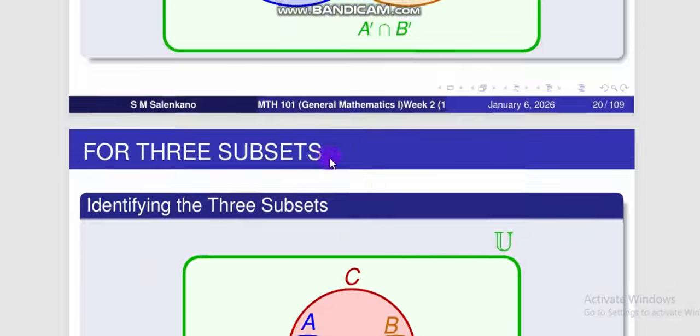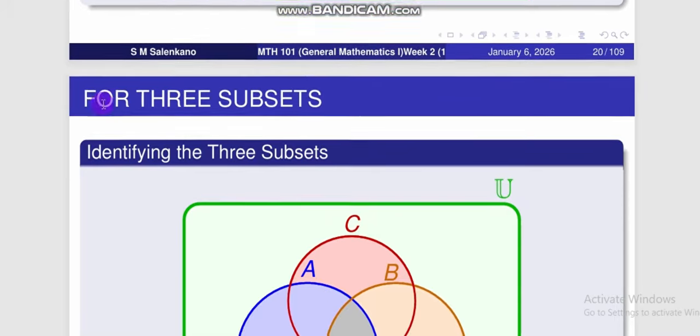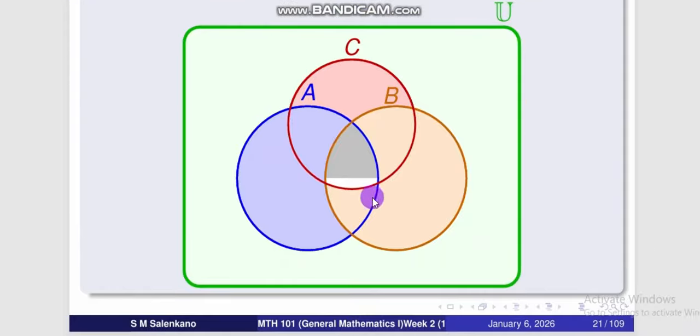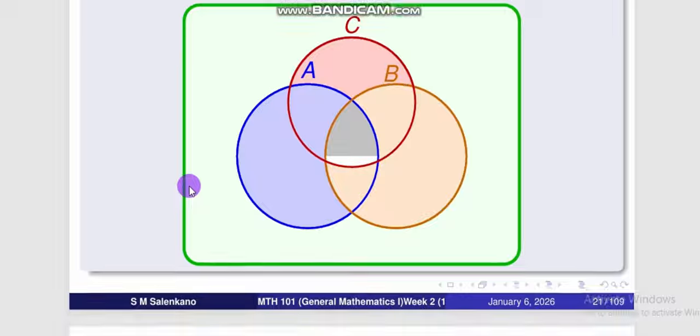Now what if I have three subsets within the universal set? Identifying the three subsets, you draw circles and allow them to overlap. This is our set A, and then this is our set B. Finally, this is our set C. Now how many regions do we have? We are going to see that in this case we will have 8 regions, and we will identify those regions one by one.